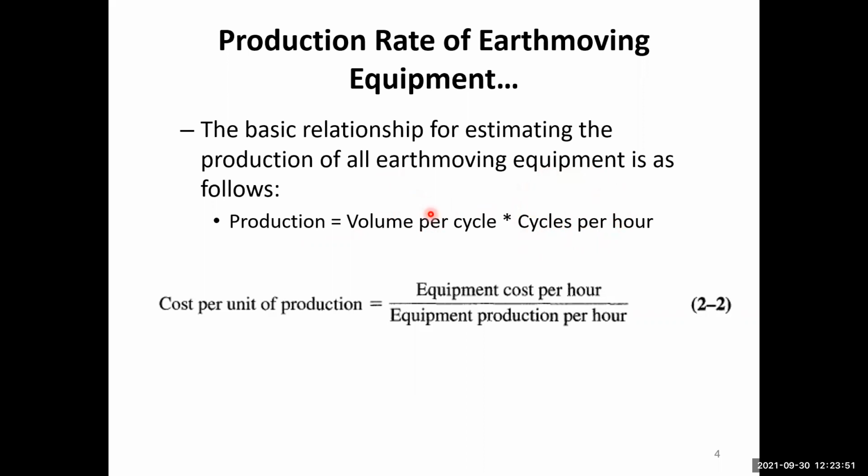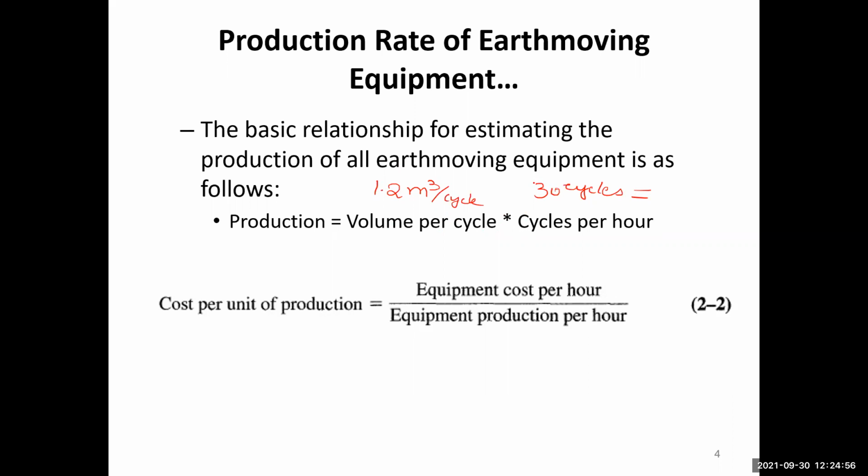For example, if an excavator can dig 1.2 cubic meter per cycle, and that excavator can have 30 cycles per hour, then 1.2 multiplied by 30 will be the production. I'm taking some random numbers, okay? Say the volume per cycle is 1.2 cubic meter per cycle, and the excavator can have 30 cycles per hour. That means 30 times it can excavate 1.2 cubic meter. So the production will be 1.2 times 30. What is 1.2 times 30 equal to?